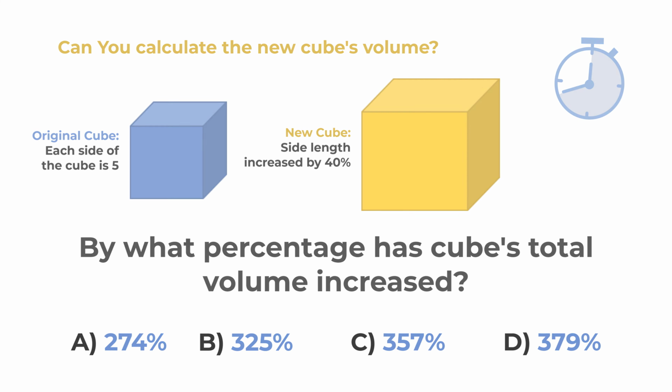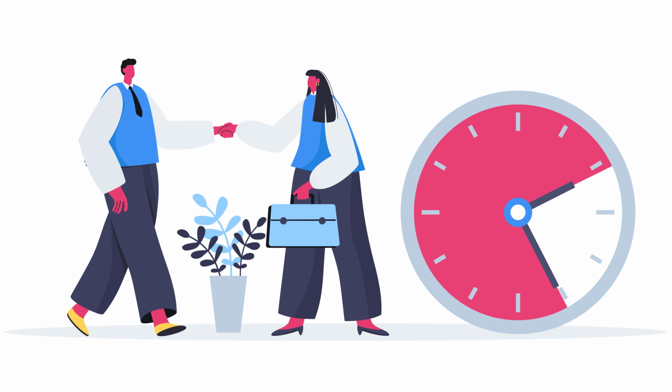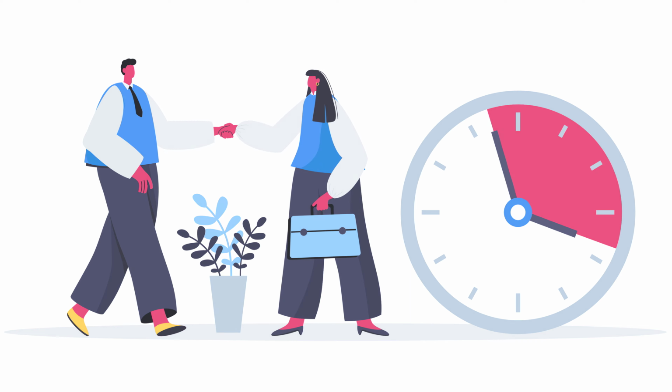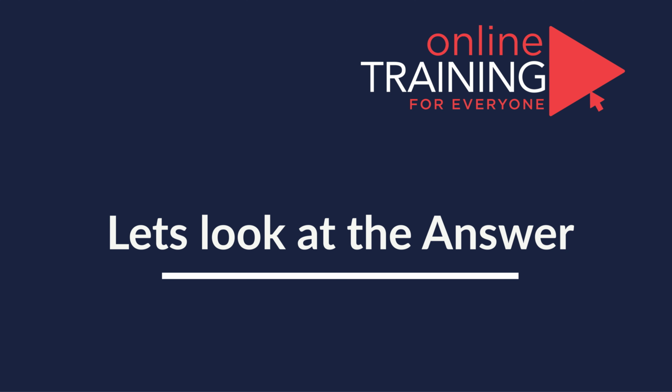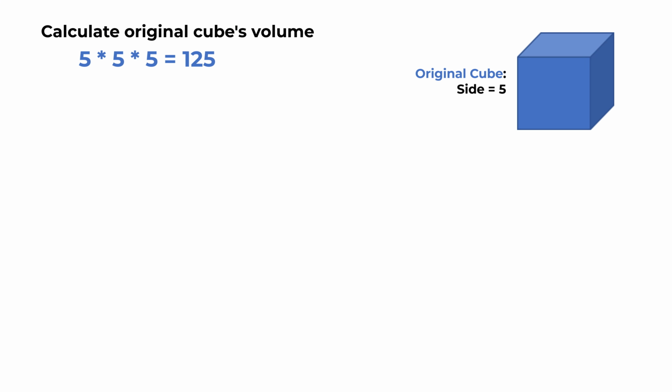Hopefully you've nailed it, but let's move forward and I'll explain how I solved this problem so we can get to the correct solution together. First thing we're going to do is calculate the original cube's volume. 5 multiplied by 5 multiplied by 5 equals 125.